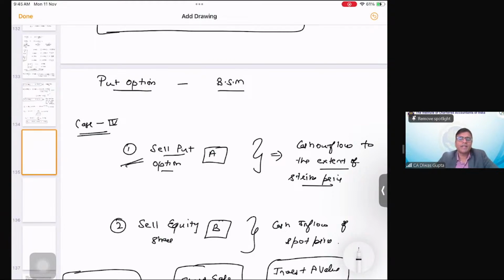So that is why there is a cash outflow to the extent of the strike price. I will sell my put option to someone. No, no, wait. See, sorry, yes, I am selling the put option in the first place, but then later on I am purchasing the share under the put option. In exchange of this put option? No, not in exchange of the put option.